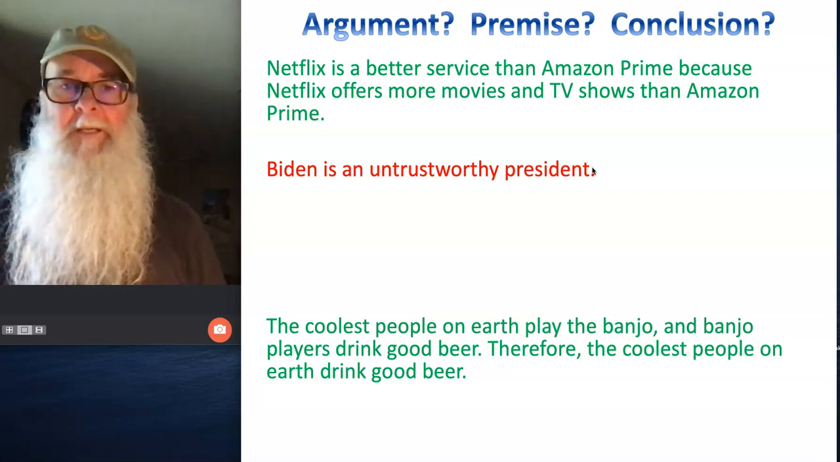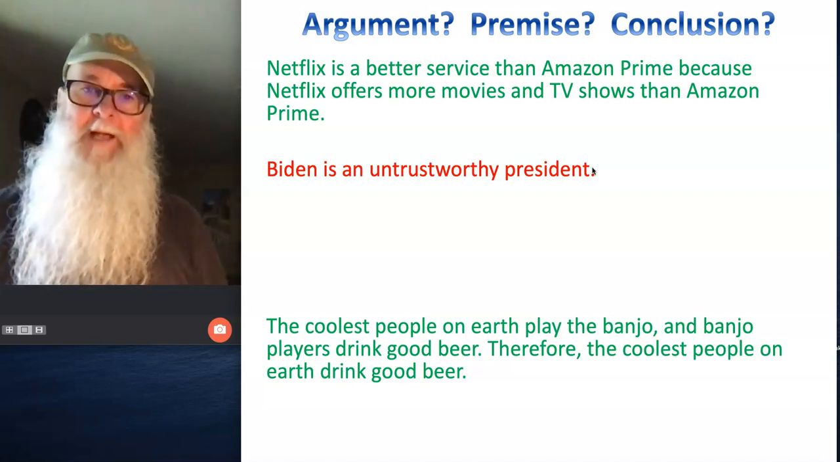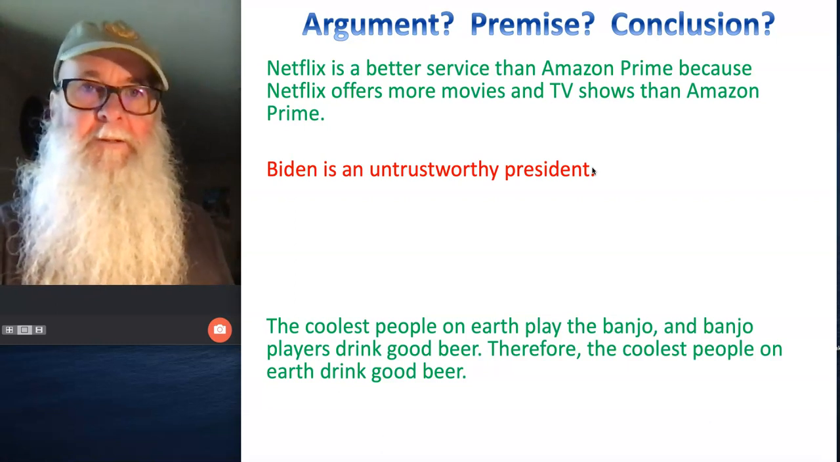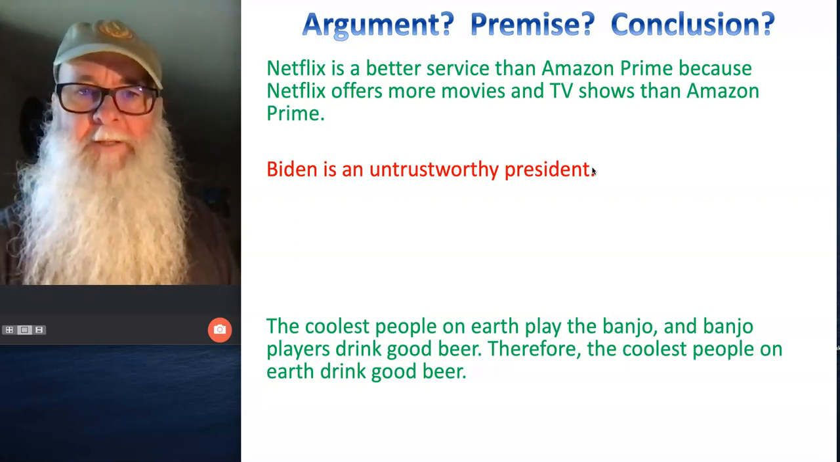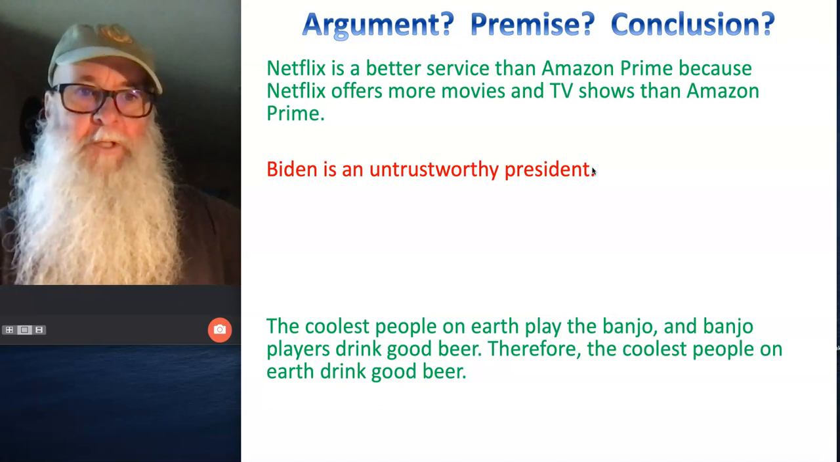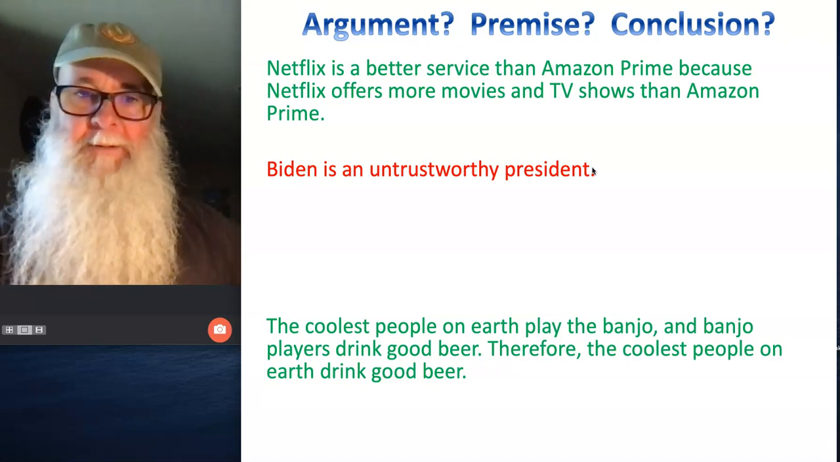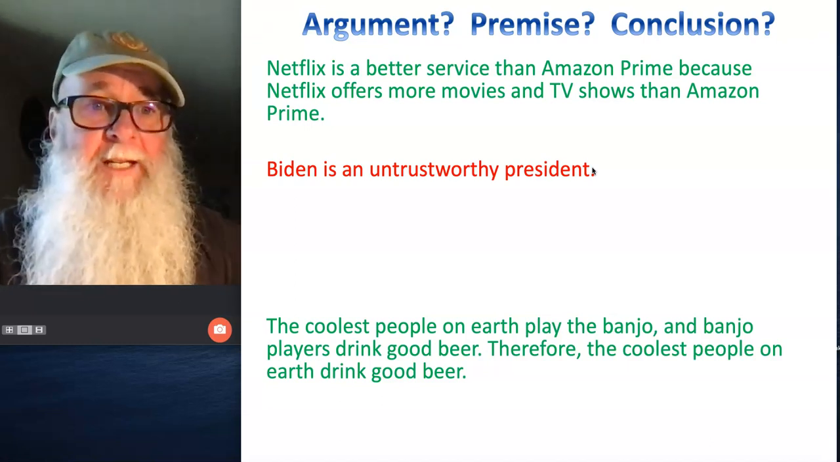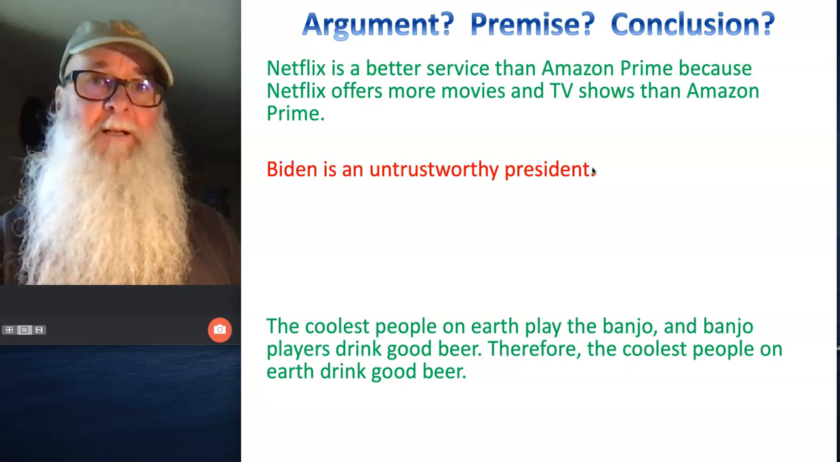And then this person would come back and say, well, look at my first 2 statements. I told you that the coolest people on earth play banjo. And I also told you that banjo players drink good beer. Therefore, if the coolest people on earth are banjo players and these banjo players drink good beer, it has to be the case that the coolest people on earth drink good beer. And we have an argument.